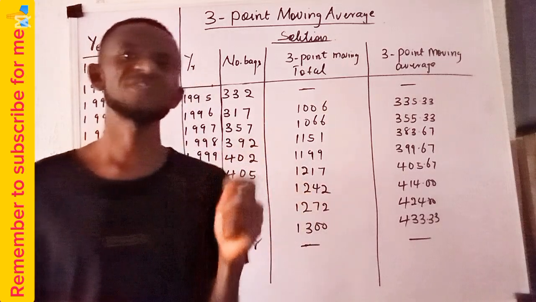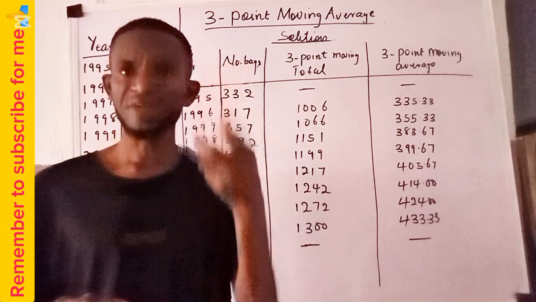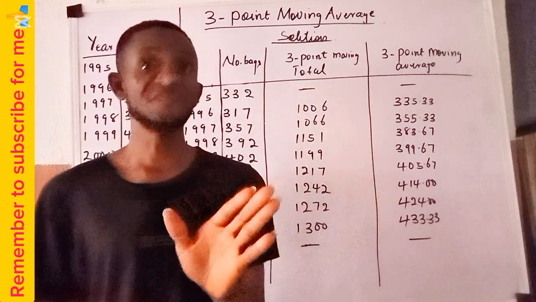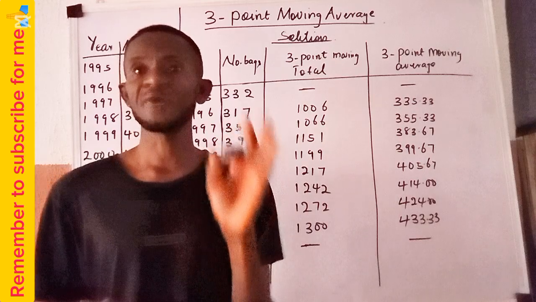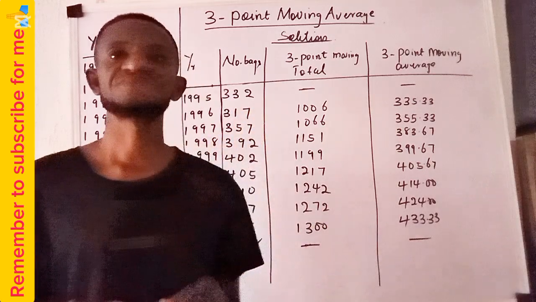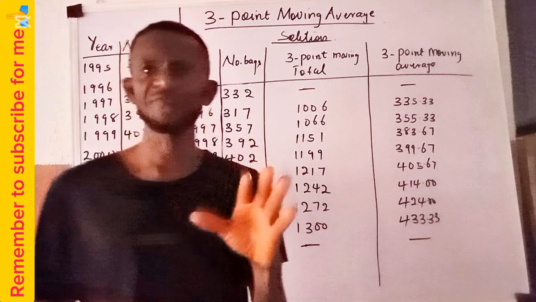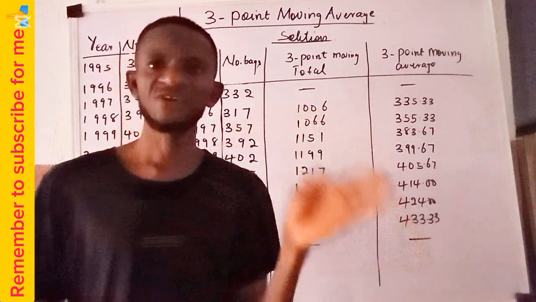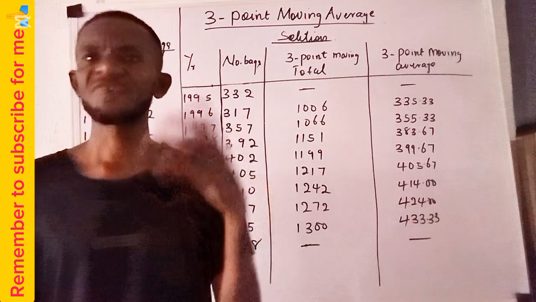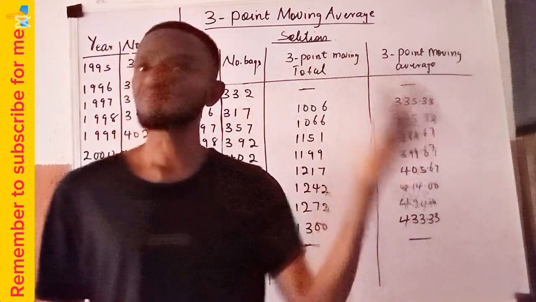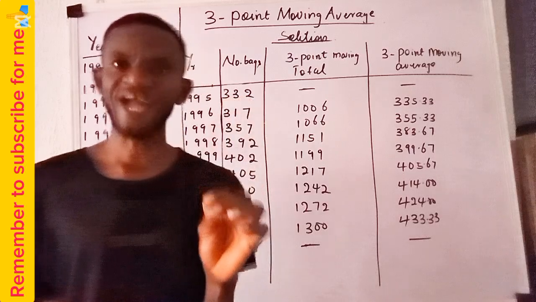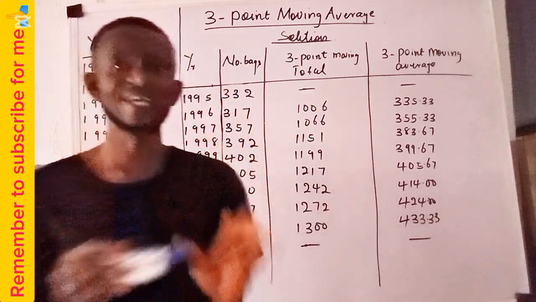from a time series data, that is, measuring the effect of trend in time series data and then removing it by the approach of a moving average. And then in the moving average, of course, we have what we call 3-point moving average, 4-point moving average, 5-point moving average, depending on the interest of the researcher and then the nature of the time series data set.